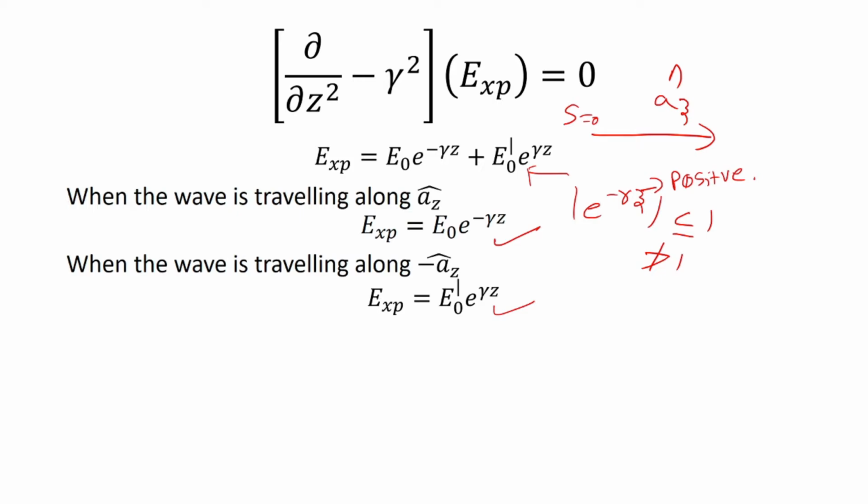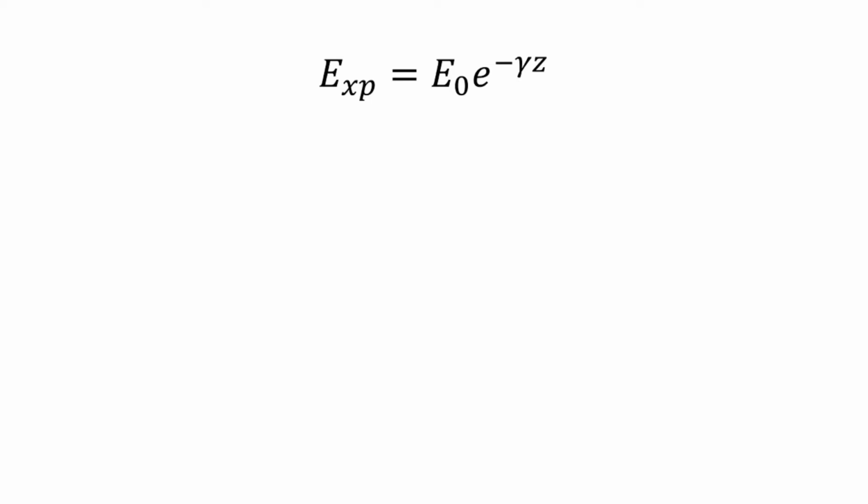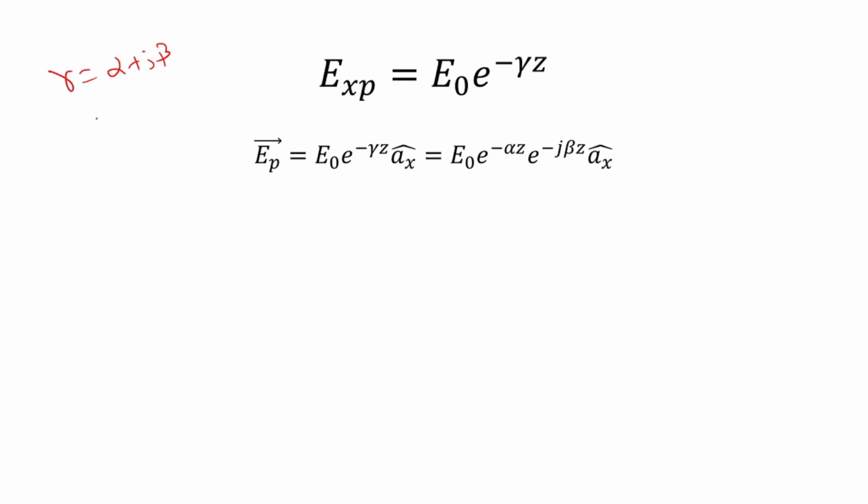Right? Now that we have obtained the component of Es bar along ax cap, let us also try to determine its time varying version. So now that I have Exs equals E naught exponential of minus gamma z, I can write Es bar to be Exs ax cap, that is equal to E naught exponential of minus gamma z ax cap. But you remember that gamma was equal to alpha plus j beta. So exponential of minus gamma z can be split into exponential of minus alpha z times exponential of minus j beta z.